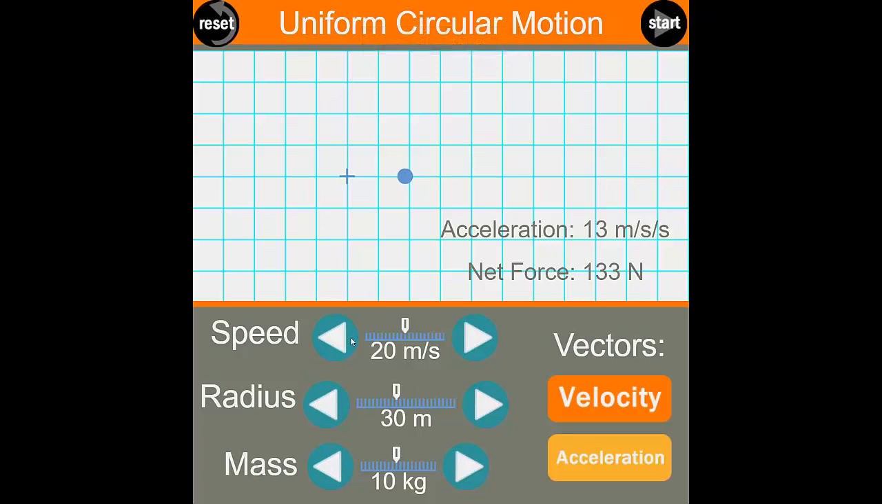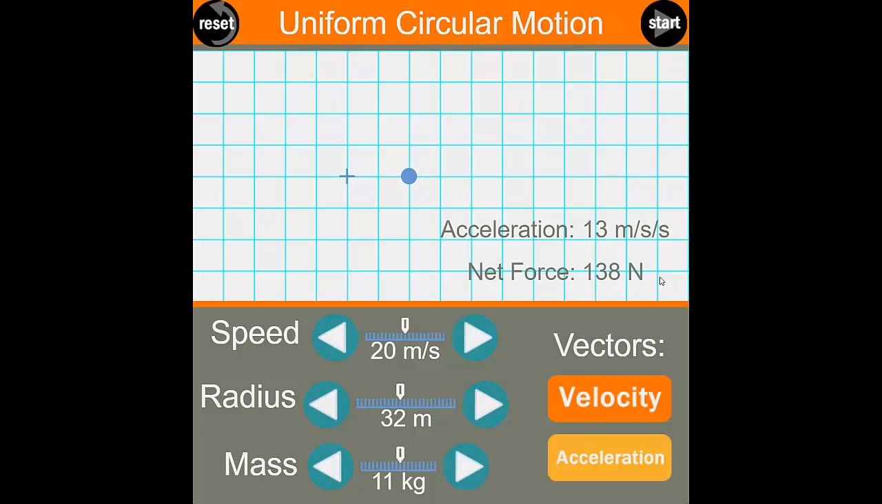A speed slider lets you increase and decrease the speed. A radius slider, look at the ball here, increases, decreases the radius. And a mass slider increases, decreases the mass of the ball. It's my bucket, if you will.